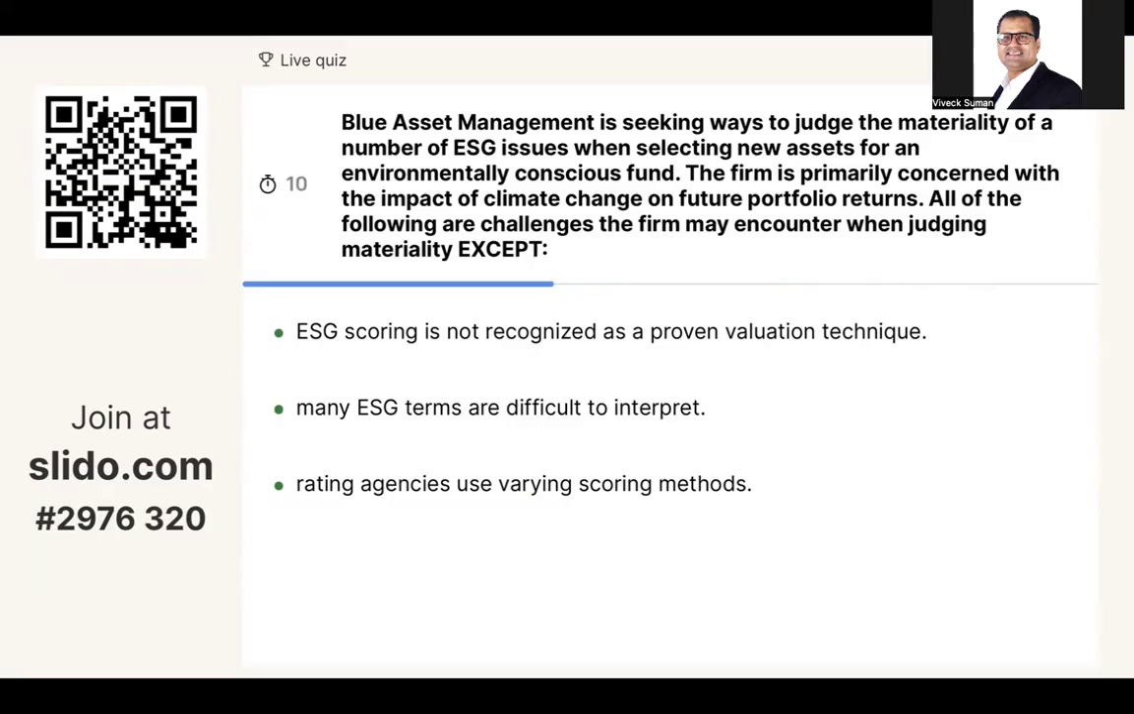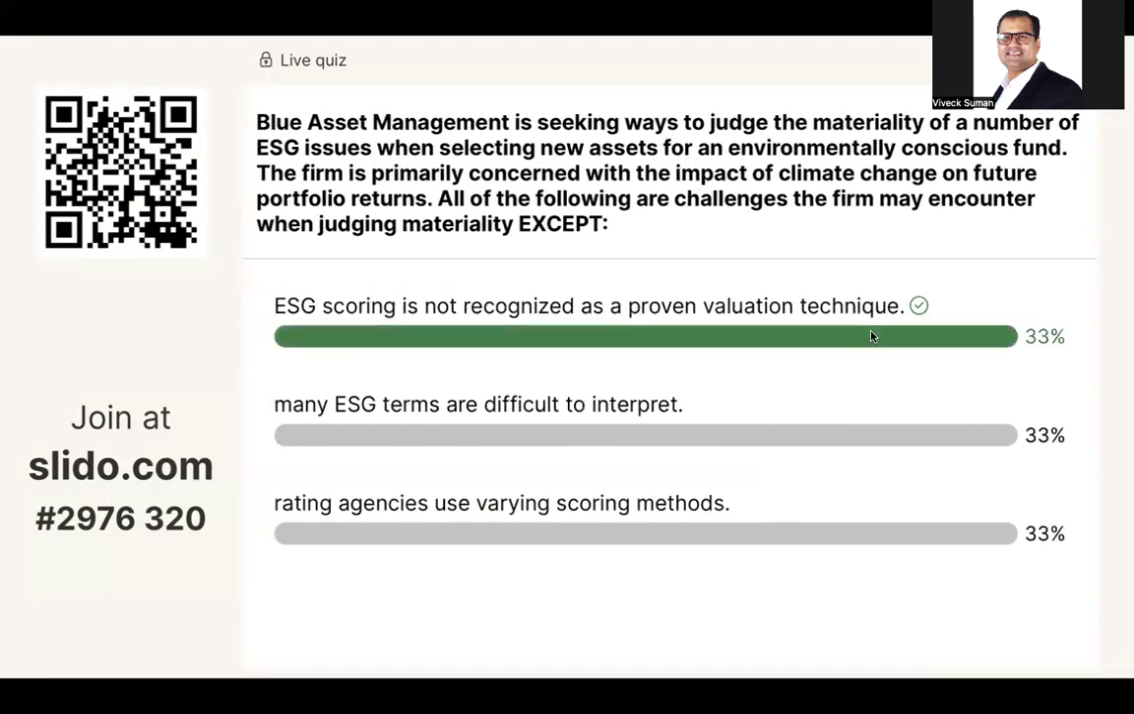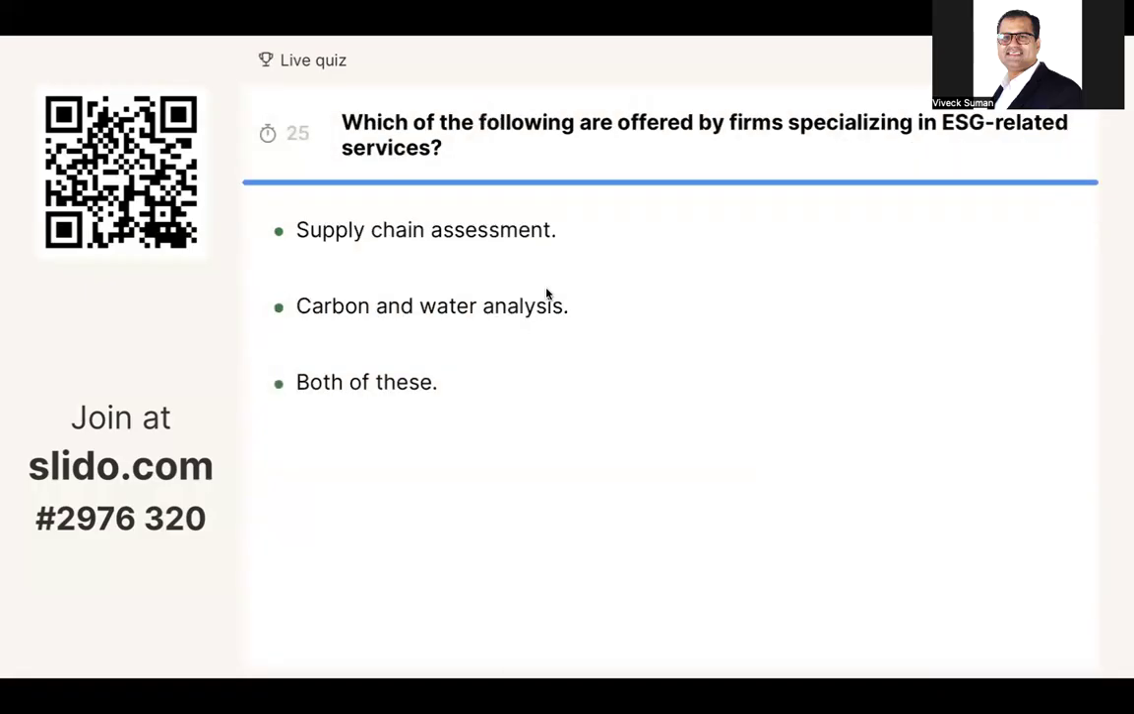This is an asset management company which is seeking ways to judge the materiality of a number of ESG issues. How to judge materiality, right? When selecting any new asset, which is in environmentally conscious funds. Everybody has given a different answer. ESG scoring is the best, are not recognized. That's why it is except. All other are correct except this one. Always remember, whenever except what you see, you are looking for the opposite side of the question. Okay. And this is how the CFA tests you.